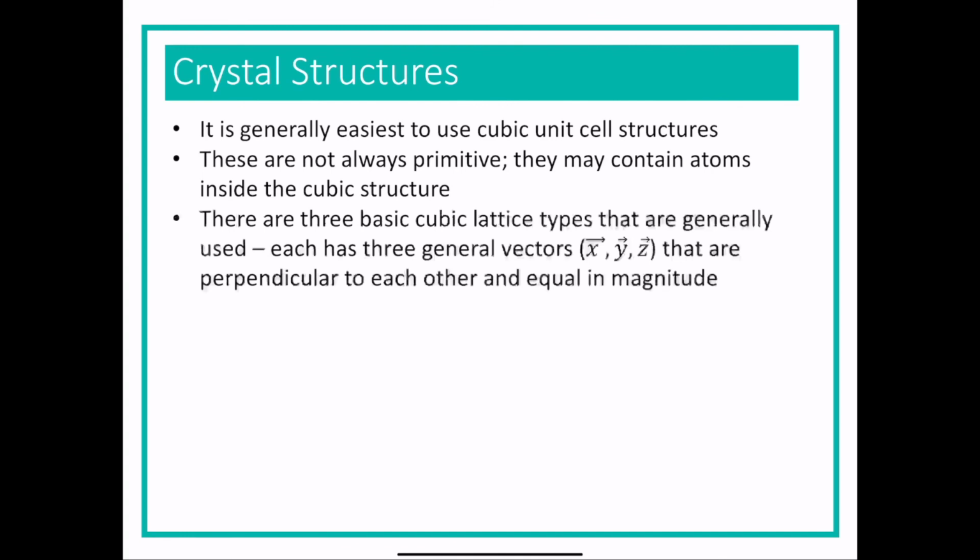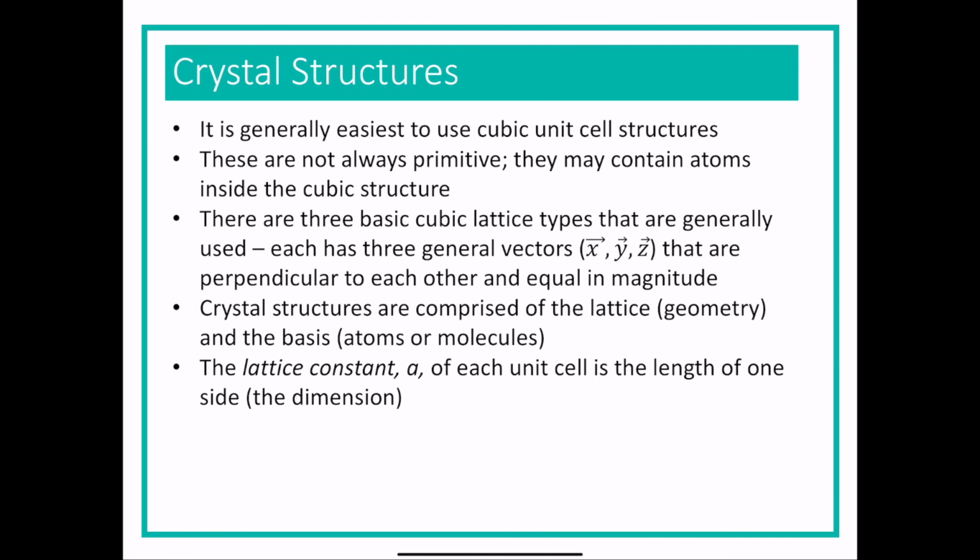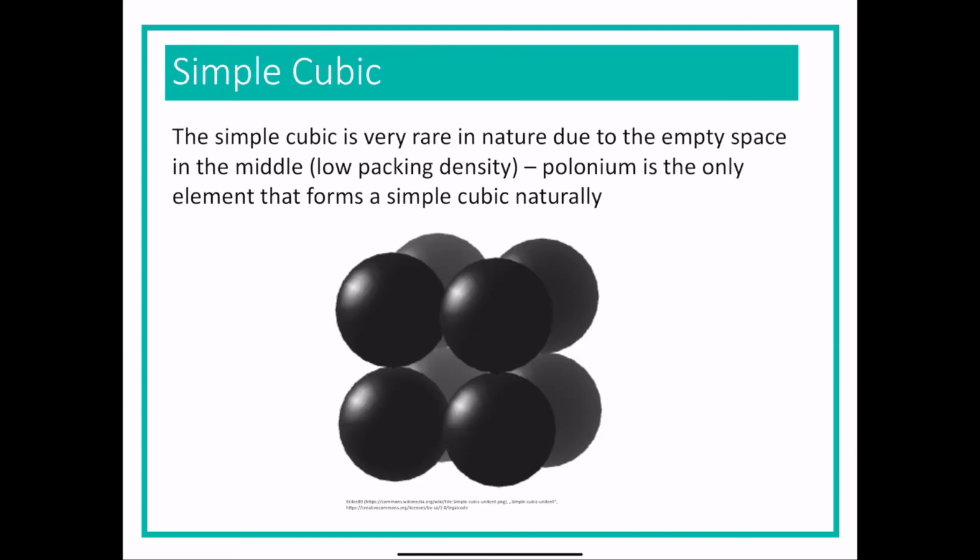So there's 3 basic cubic types, and each one of them is a little bit different, and each one of them contains both the geometry and the lattice structure. So first of all, we're going to look at the simple cubic. A simple cubic is the simplest cubic unit cell you can have. And it's really, really rare. In fact, there's only one element that makes this naturally, and that's polonium.